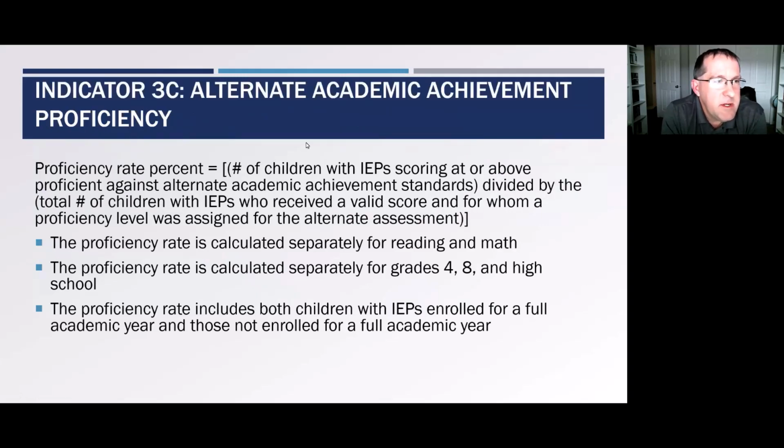So this indicator 3C is about alternate academic achievement and the proficiency rate of students with disabilities who take those assessments. Sometimes you might hear this referred to as the 1% test. So when you're talking with folks in assessment or in OSEL, you may hear it referred to as the 1% test. But this is for the students with disabilities taking the alternate assessments against alternate achievement standards. And it's also calculated separately for reading and math, grades 4, 8, and high school. And it does not matter how long the student was enrolled in your district. Next.